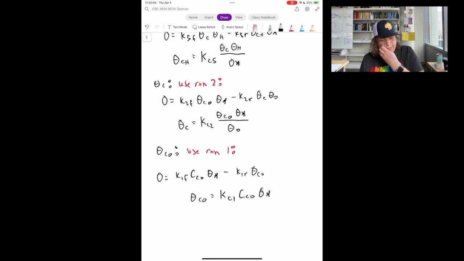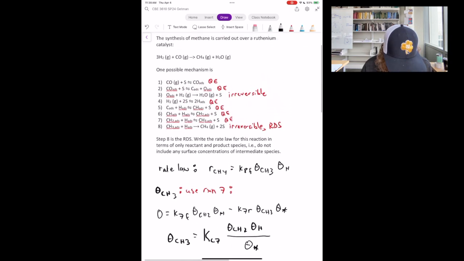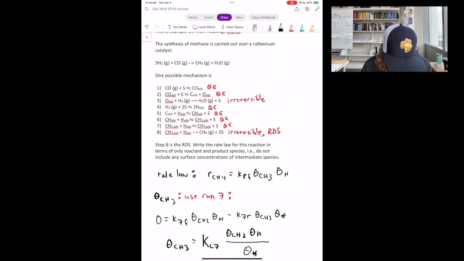All right, so now I need theta O. And I don't have a great way to get that. I've already utilized all of my equilibrated reactions. So all of the quasi-equilibrated reactions, I think I just exhausted all of those. So I can't use any more of them to get this oxygen coverage. Because if I do that, I wouldn't have a set of independent equations, and I'd get myself into a circular loop.